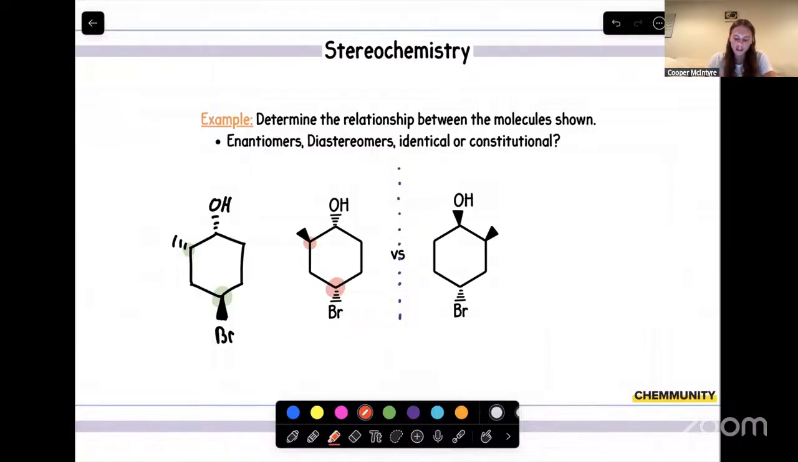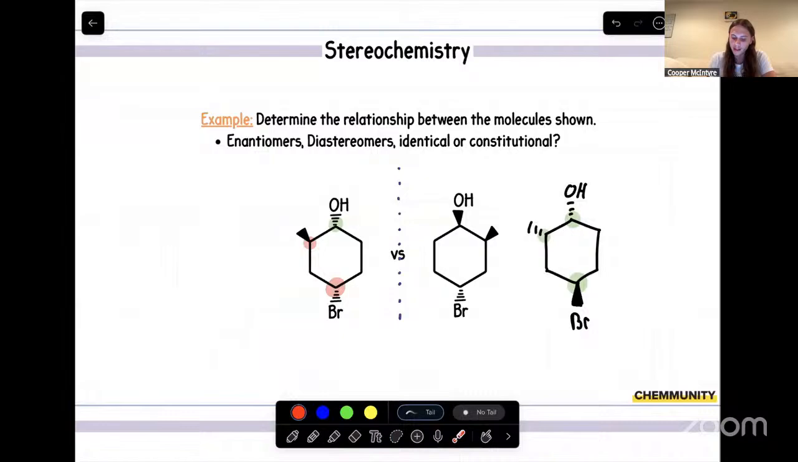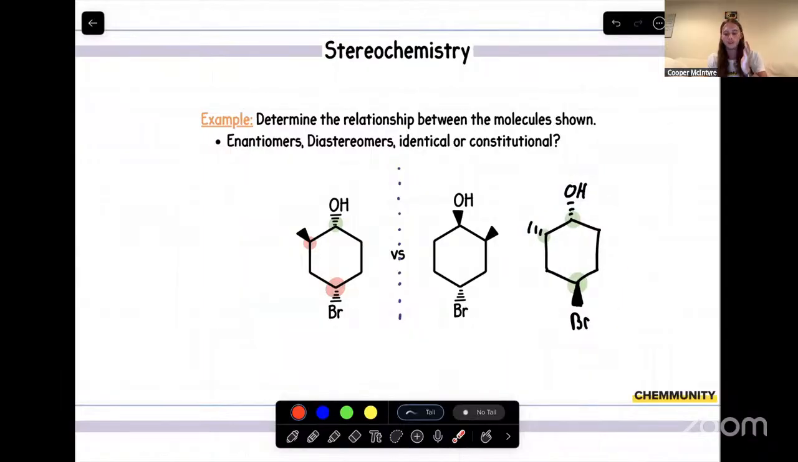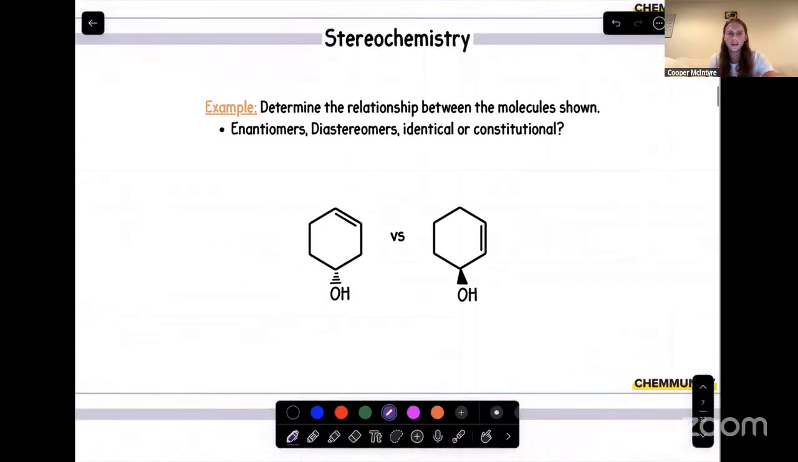And then here's the main indicator that we're dealing with diastereomers is our alcohol. So this is a diastereomer only because some of those configurations changed while some did not. And that's the main key that we're dealing with diastereomers. And then just to reference yet again, this molecule right here is just another perspective of the molecule I just pointed at. We just flipped it. So this one, they were diastereomers of each other. Perfect. And then we'll move on to our next example.